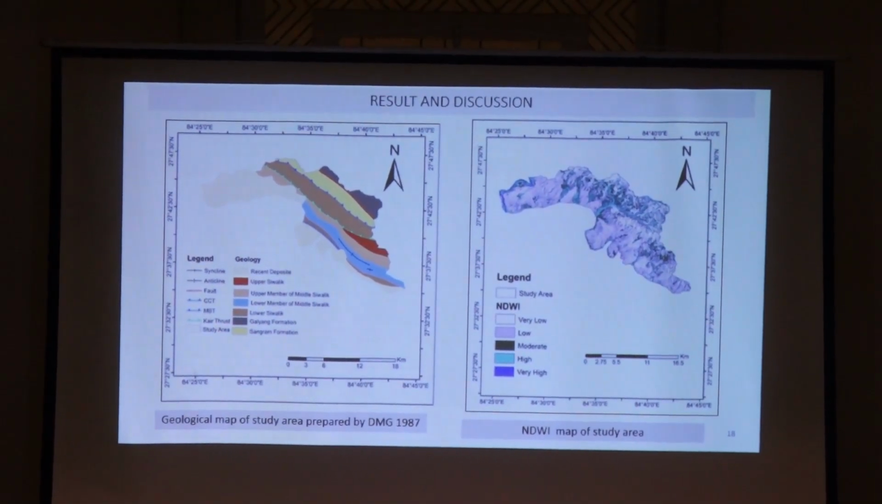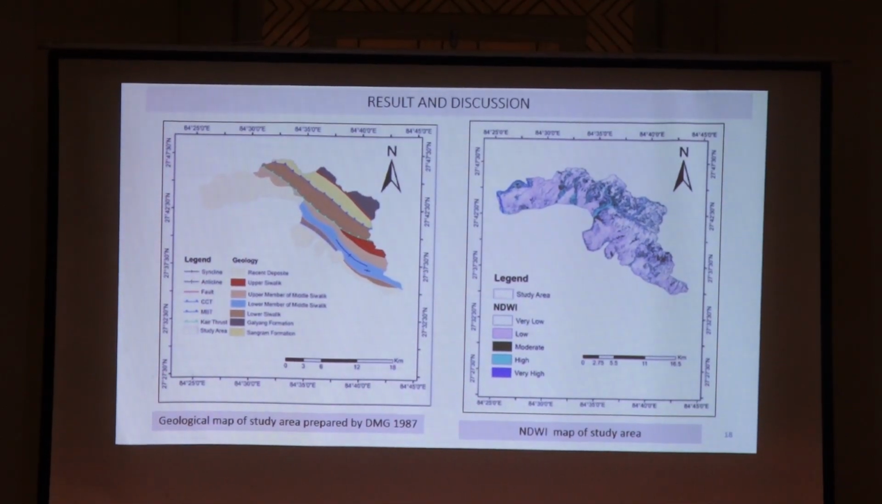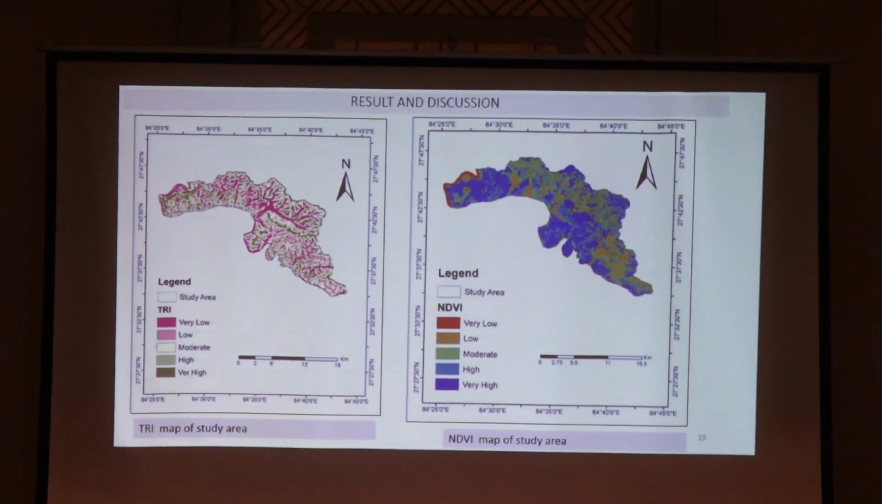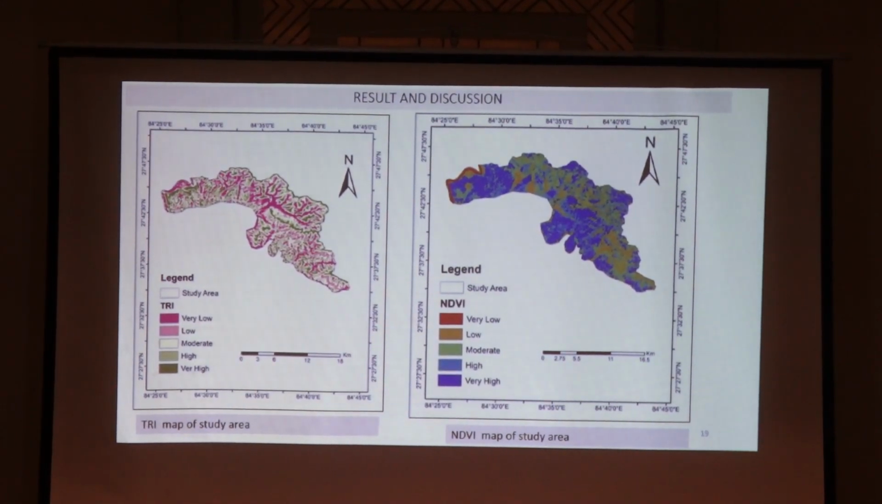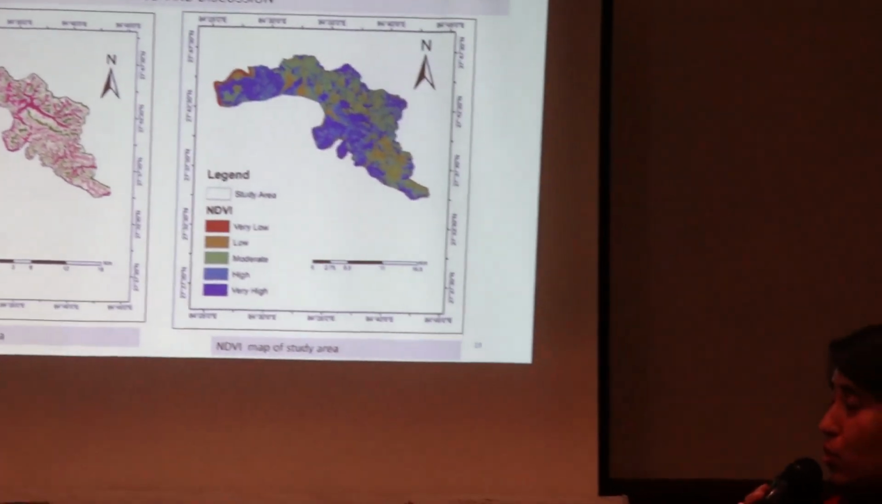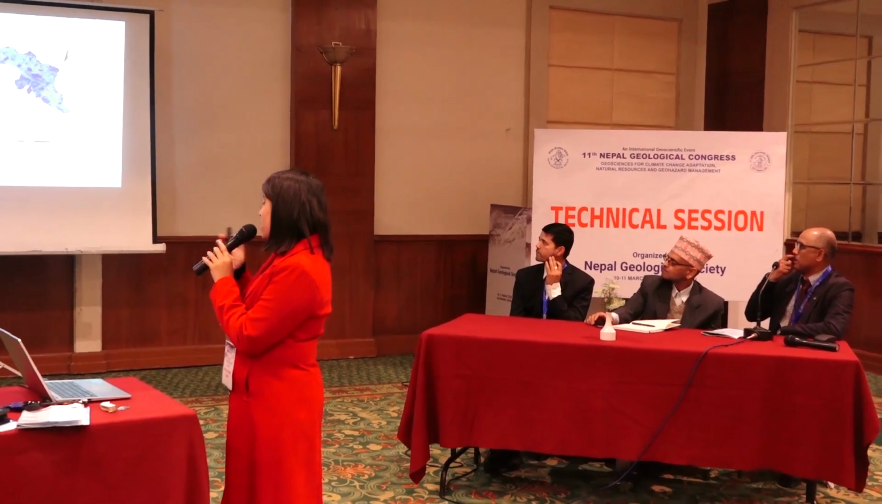to very high. Very low has a low chance of groundwater, and very high has a high chance of groundwater occurrence. And the topographic roughness index has been prepared, and it is also classified into very low to very high. Very low has a high chance of groundwater occurrence because of the smooth land surface, and very high has a low chance of groundwater occurrence because of surface roughness. And the VI map has been prepared, and very low has a high chance of groundwater occurrence, and very high has a low chance of groundwater occurrence.